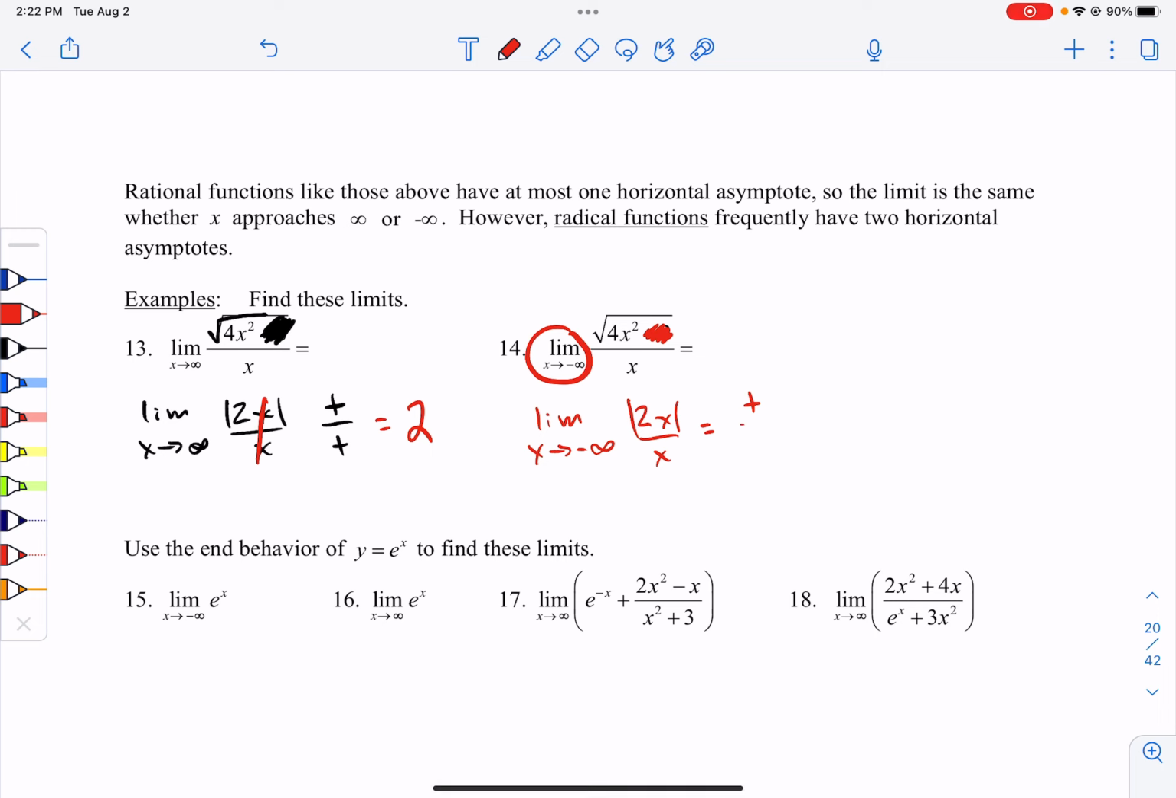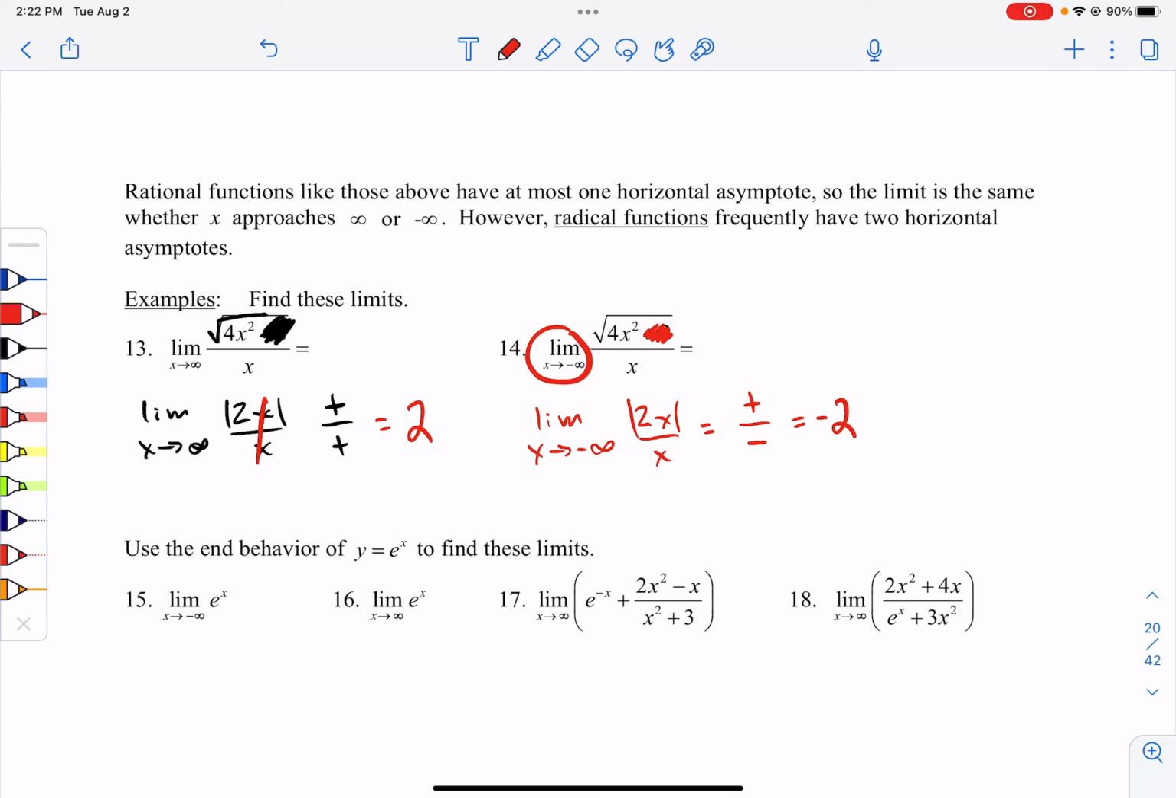But on the bottom, I end up with a negative because it's a giant negative number, right? So I'm still going to the number 2. My limit is still 2, but this time it's a negative 2 because my number on top is positive and the bottom is a negative. So my answer is going to be negative 2 instead of 2.